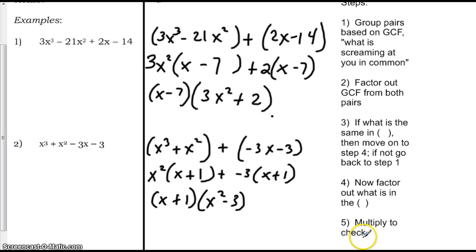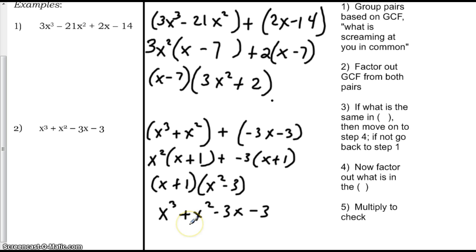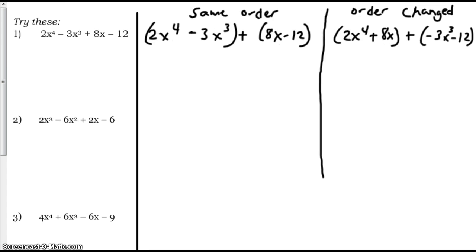Now we multiply to check. Go ahead and pause the video and multiply to check. Okay, you should have multiplied to check and verified that you factored it correctly. So our answer of x plus 1 times x squared minus 3 is correct. All right, let's go ahead and try number 3.